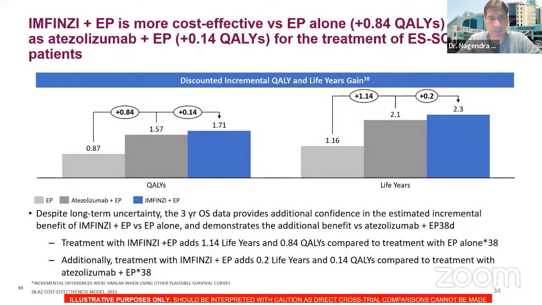Imfinzi plus EP is more cost effective than Atezo plus EP for the treatment of extensive small cell carcinoma lung. This was checked through the discounted incremental quality-adjusted life years gain, and it has shown that despite long-term uncertainty, the 3-year data also provides additional confidence in the estimated incremental benefit of Imfinzi plus EP, and demonstrated additional benefit versus atezolizumab.